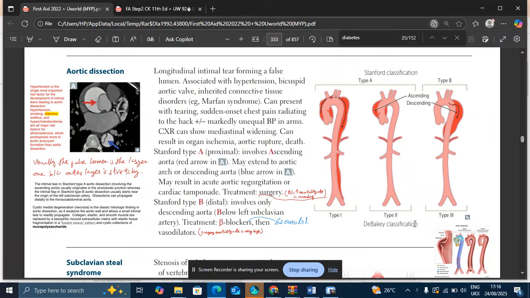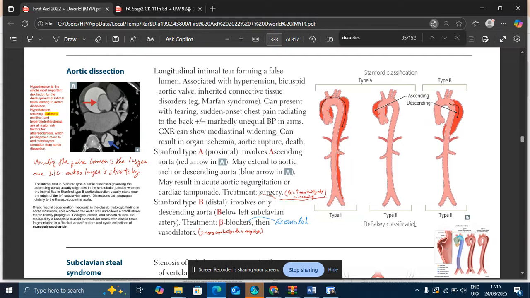Aortic dissection is usually seen in patients around the age of 40 to 60 years and is more common in males than in females. Now, what is the definition of aortic dissection? I've told you: a longitudinal intimal tear forming a false lumen is aortic dissection.